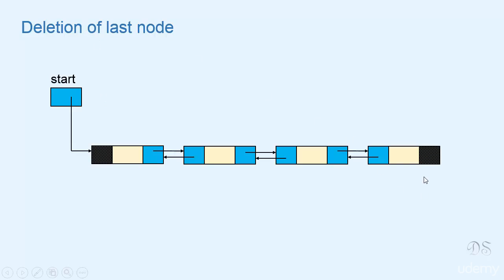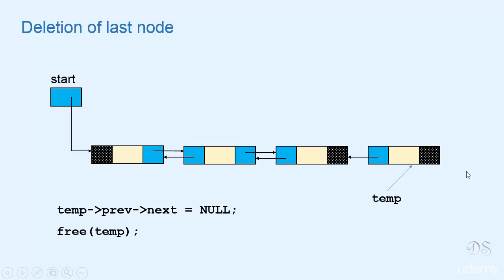Now we'll see how we can delete the last node of the list. Temp points to this node. Now this will become the last node, so the next part of this node should be null. And the address of this node is in temp previous. So we write temp previous next is equal to null. After that, we write free temp and remove this node. So this is how we can delete the last node of the list.